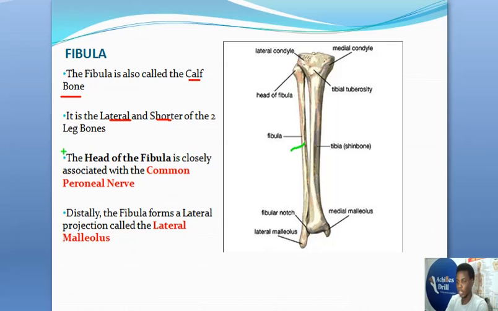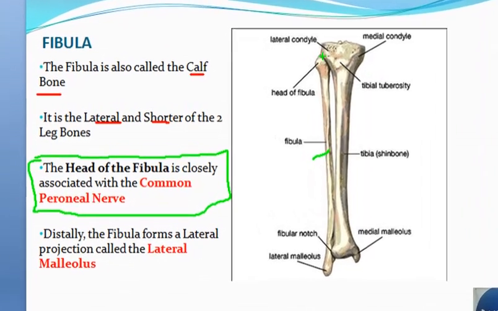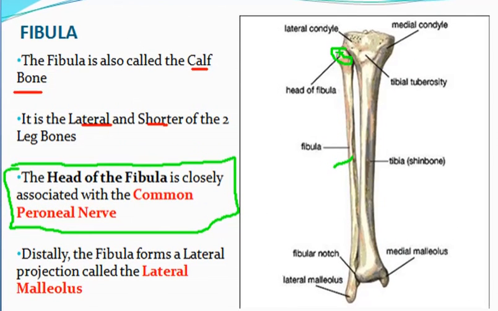And then I want to draw your attention to this point right here. The head of the fibula, which is of course proximal somewhere here. Are you taking a look at the head of the fibula? I want you to understand that it is closely associated with this important nerve called the common peroneal nerve.